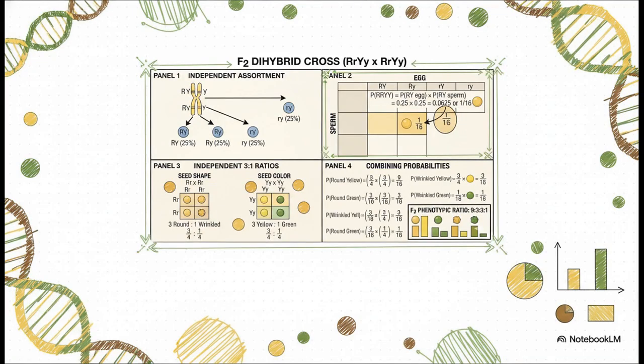So because the alleles assort independently, like we just talked about, they produce 4 equally likely gamete types. We're talking a 25% probability for each. When you cross these equally likely gametes, they combine into this massive matrix that yields a very precise 9:3:3:1 phenotypic ratio. That's 9 round yellow, 3 round green, 3 wrinkled yellow, and 1 wrinkled green. Seeing this precise 9:3:3:1 ratio is actually the classic signature proof that 2 genes are assorting independently.